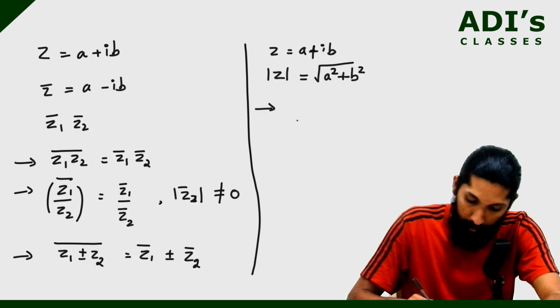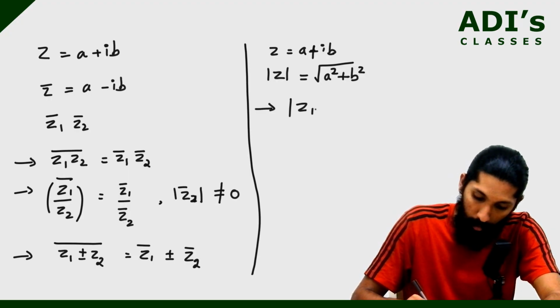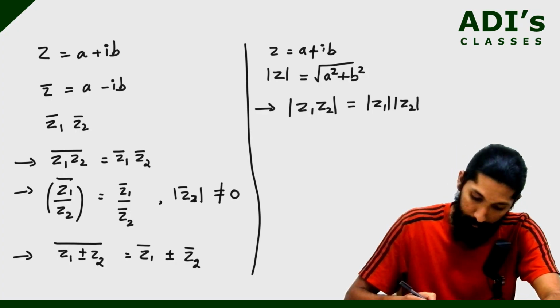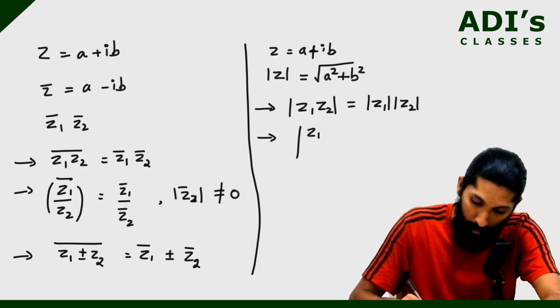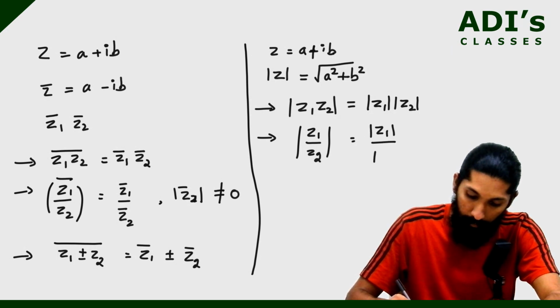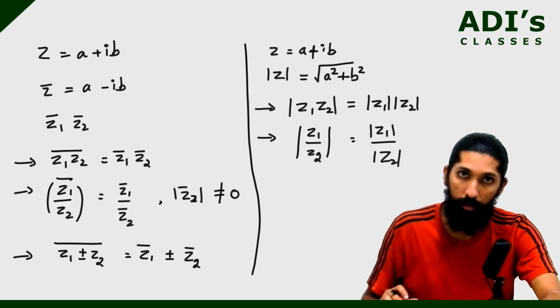The first property: if you have modulus of z1 into z2, you can very easily write it as mod of z1 into mod of z2. This is the first property. The second property: if you have mod of z1 divided by z2, this becomes mod z1 divided by mod of z2, again provided mod z2 is not equal to 0.